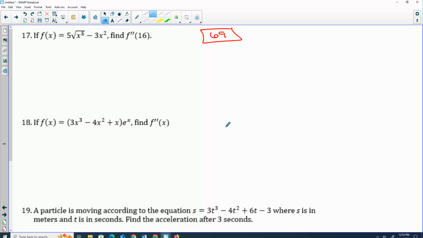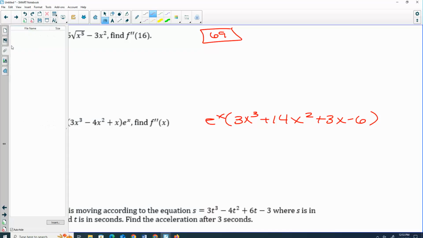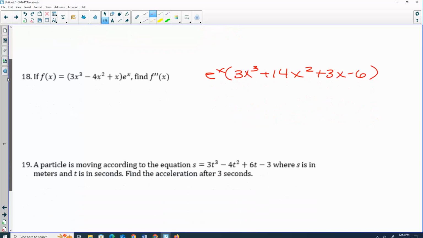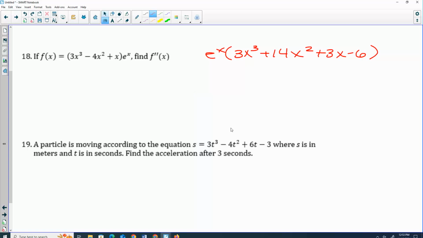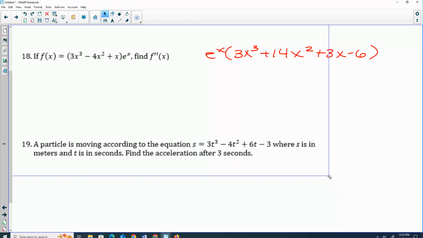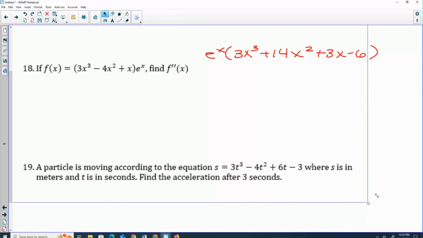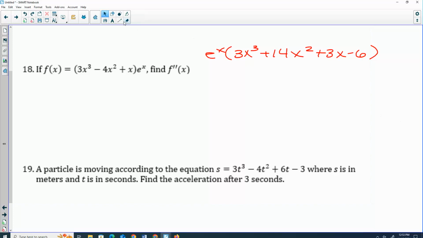Number 18. I got e to the x times 3x cubed plus 14x squared plus 3x minus 6. Do I need to work that out? Okay, let's work that out. Are any of the ones going to use the property of sin x over x equals? The limit ones, no, I'm probably not going to put one of these on the test. Oh, I just missed that 7.